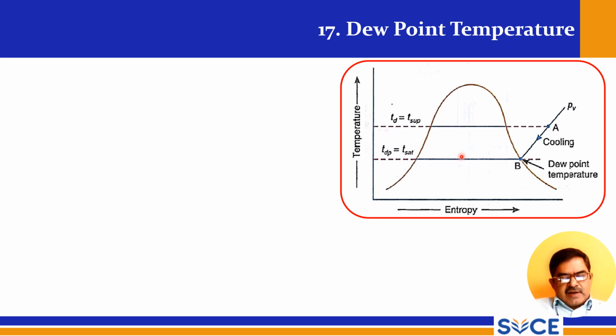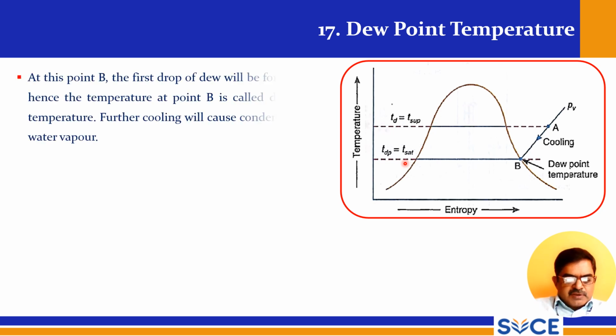So this is the TS diagram. TDP equals Tsat at dew point temperature, and TD equals T superheated. At point A, here these two are PV, the pressure of water vapor. This is the dew point, and this is point A where cooling starts, and this is TDP, equal to Tsat at dew point temperature. So this is the simple TS diagram of dew point temperature.